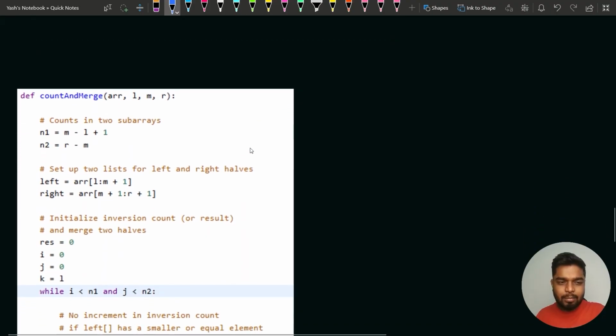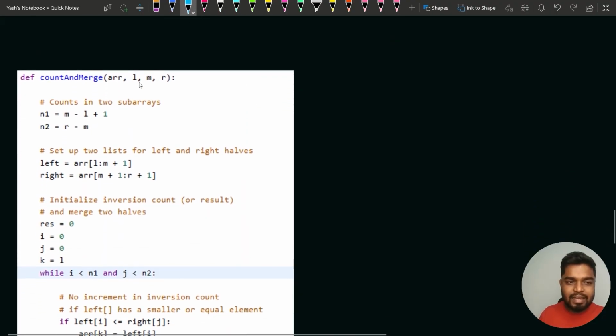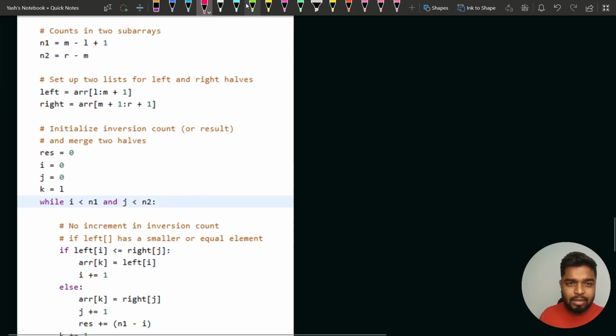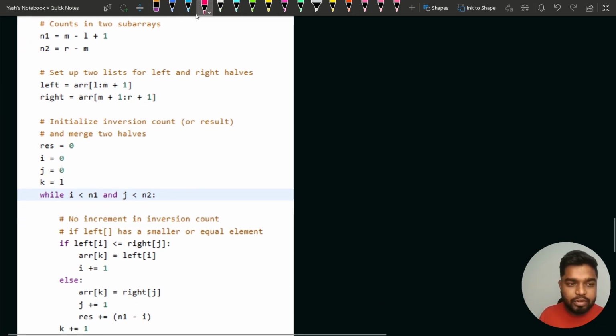If you see here, the count and merge function. Obviously n1 and n2 are the sizes of the arrays that you have, and then you see the left array and the right array. Now what we will do is, we'll have a result variable that will calculate the total number of inversions. i will be standing at the beginning of the first array, j will be standing at the beginning of the second sorted array, and k will be standing here at L.